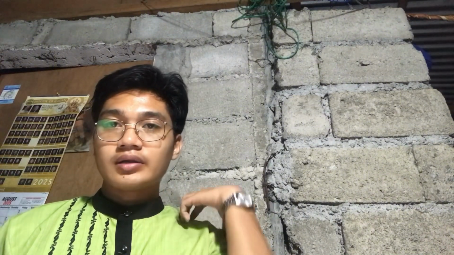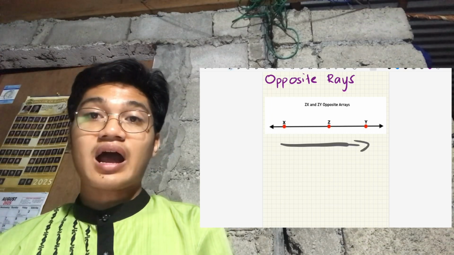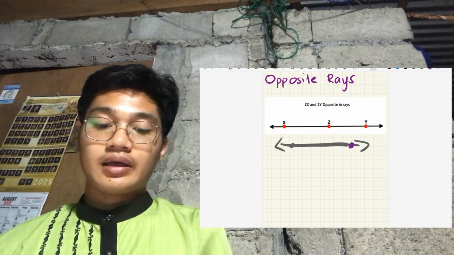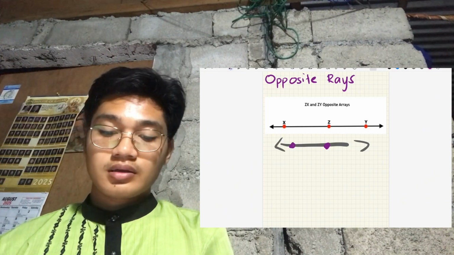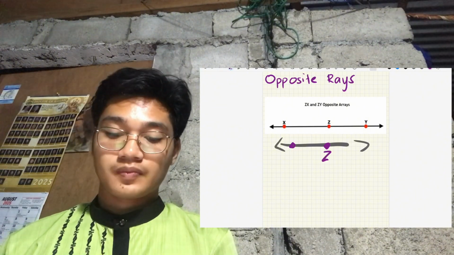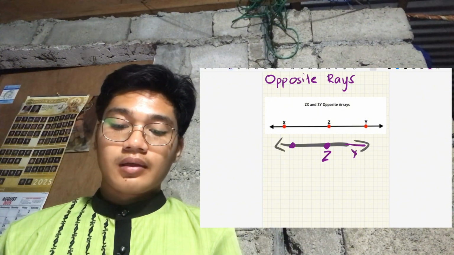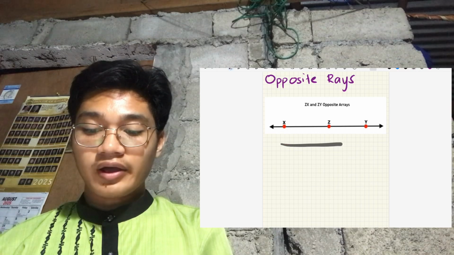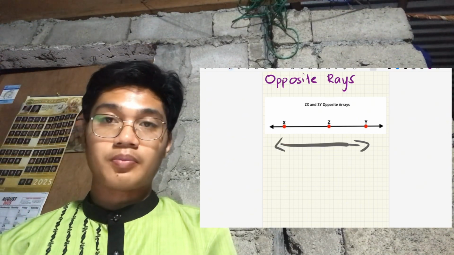The last one is opposite rays. Opposite rays are two rays that start from the same point but continue in opposite directions. For example, rays ZX and ZY are opposite rays. The starting point of rays ZX and ZY is Z, and they both go in opposite directions, which makes them opposite rays.